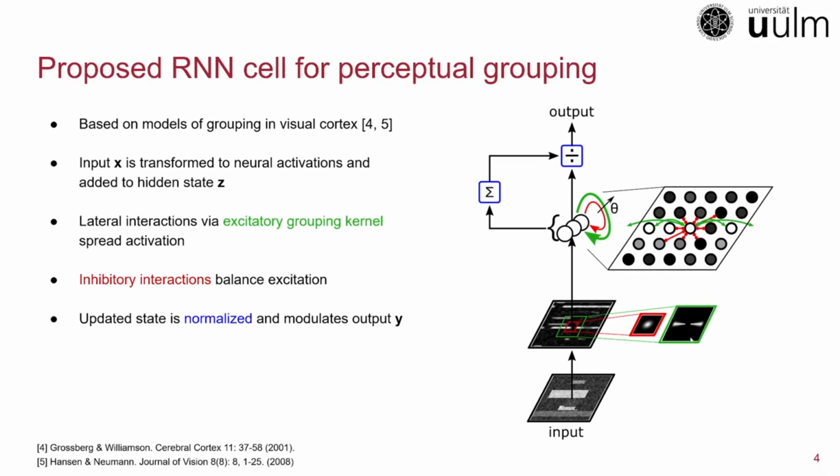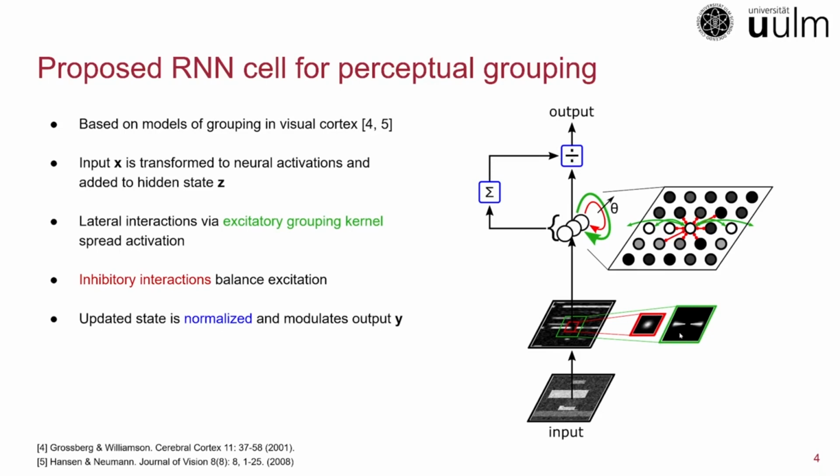And the idea is that these can basically collect activation. So for example, here of this horizontal contour, and then group this horizontal contour and, for example, complete gaps in there. And in order to prevent this lateral excitation from creating runaway activation, we have an inhibitory kernel here in red that balances this excitation. Then the output of our recurrent cells is normalized and then modulates the overall network output.